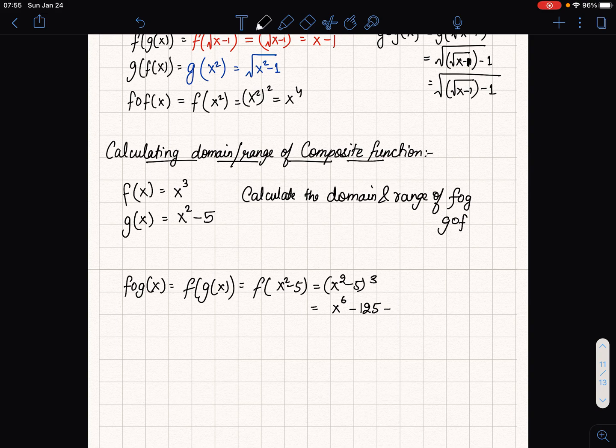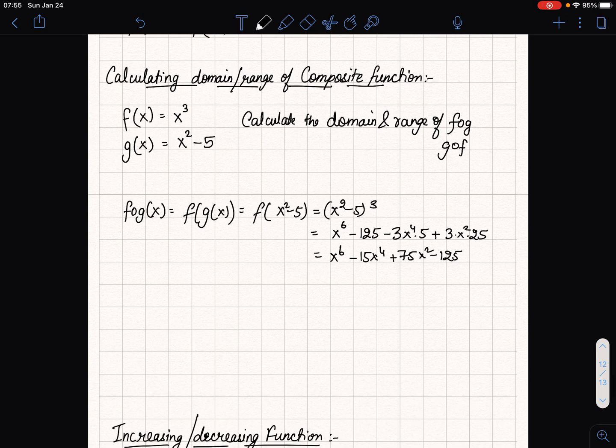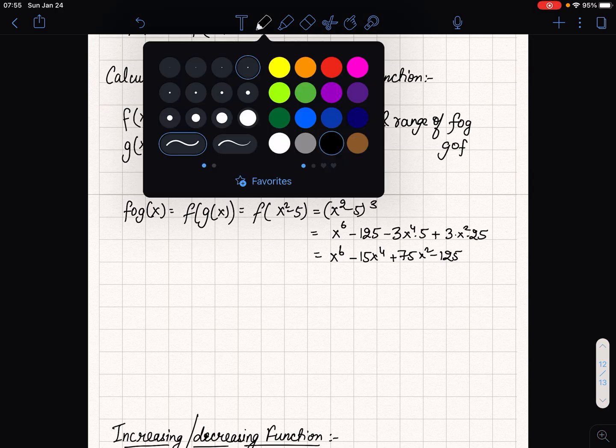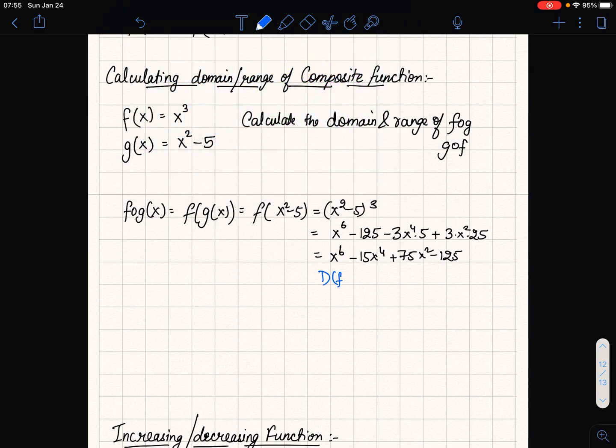Expanding this, we have x raised to power 6 minus 125 minus 3x power 4 times 5 plus 3x square times 25, and this will give me x raised to power 6 minus 15x power 4 plus 75x square minus 125. Notice that this is a polynomial function. So clearly my domain is all real numbers. Now I look at the range. The range is also all real numbers.